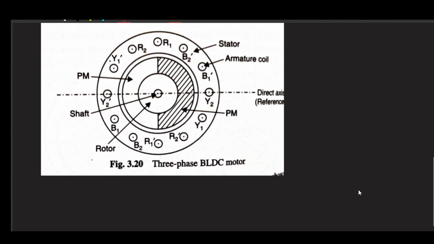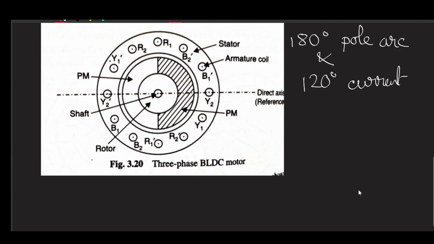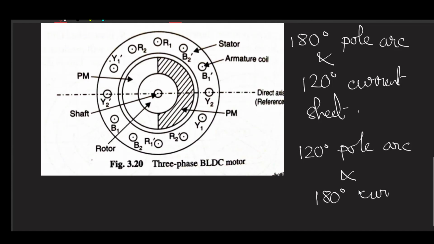One is 180 degree pole arc and 120 degree current sheet, and another one is just the alternate, changing this to 120 degree pole arc and 180 degree current sheet.